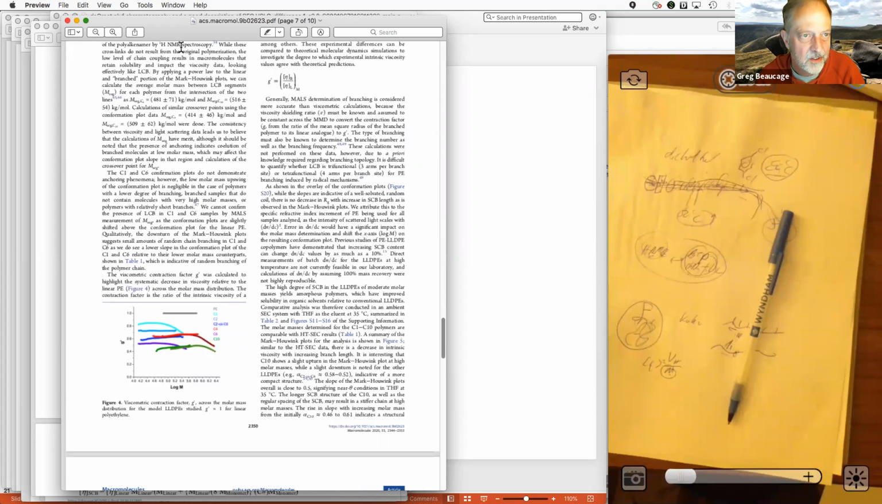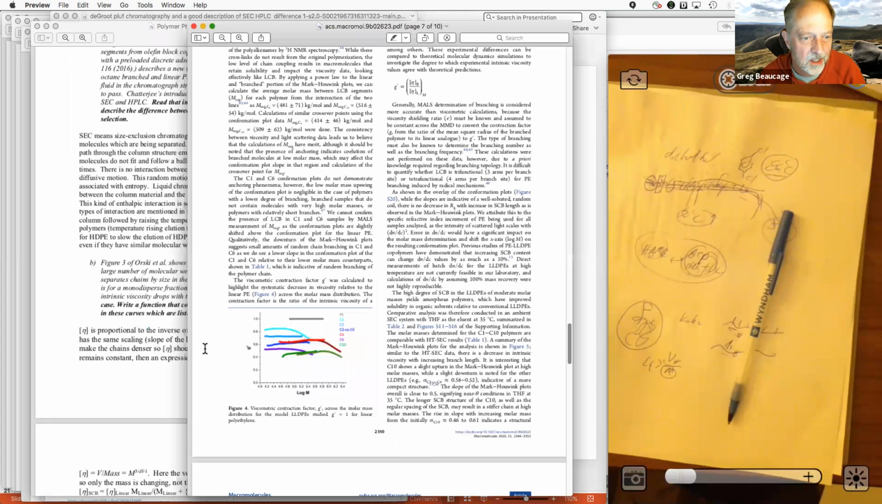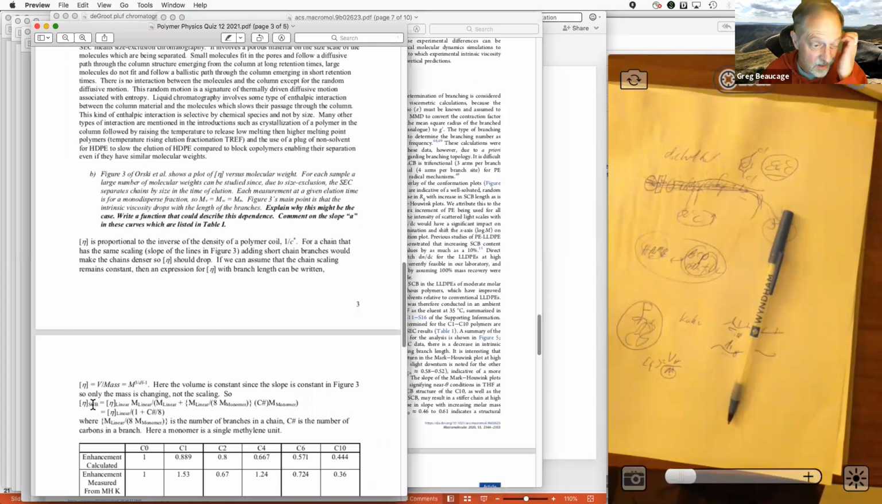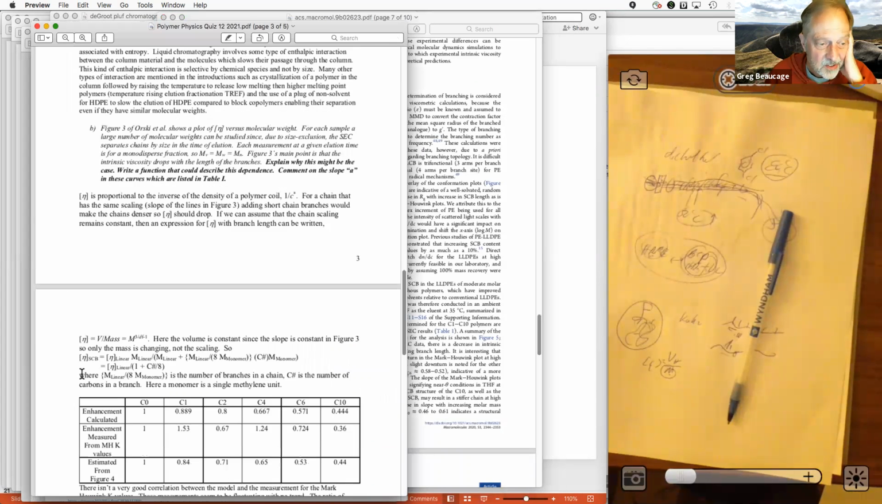Right. So if you use that as a model, you could write an equation for this. You'd say the intrinsic viscosity of short chain branches would be like the linear one. And then you're just talking about the hydrodynamic volume being the same. So it's just a matter of calculating the mass ratio. It's the mass of the linear divided by the mass of the linear plus whatever the branches are adding. So the number of branches would be the linear mass divided by 8 times the monomer mass, right? And then the mass of a branch is the number of carbons times the monomer mass.